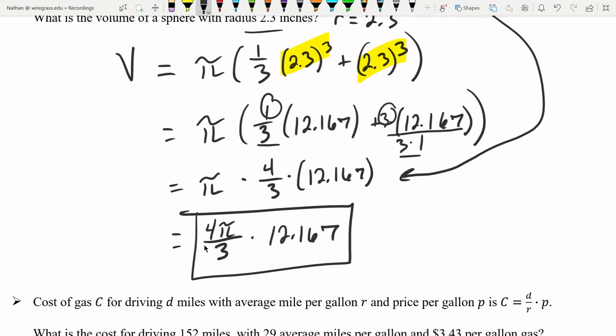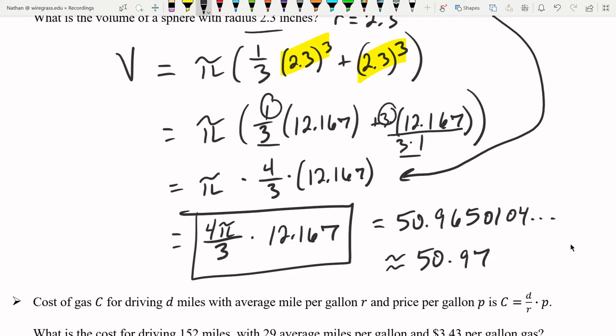If I were to do anything else to this, it would become non-exact. I'd have to use an approximation. I'll show you that by actually calculating this out. And I get 50.9650104, and it continues indefinitely. Of course, we have to round this to something like 50.97. But this answer here is exact, whereas this one is not.